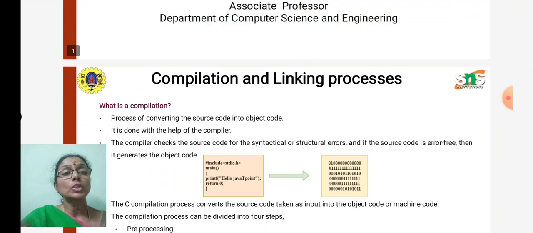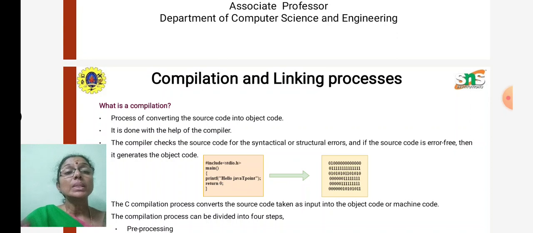In this section, you are going to see how the compilation and linking process is done. So what does compilation mean? The process of compiling the source code into the object code is called compilation. It is done with the help of the compiler. The compiler is a translator. It takes the source code as input, which can be written in any programming language, and converts it into the object code.